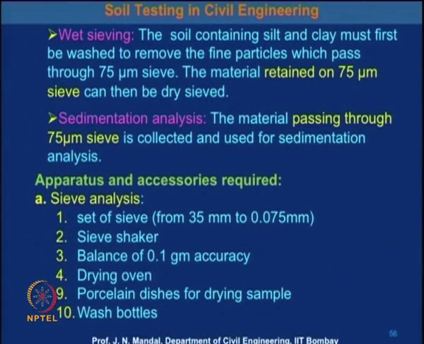Then wet sieving. The soil containing silt and clay must first be washed to remove the fine particles which pass through the 75 micron sieve. The material retained on the 75 micron sieve can then be used for dry sieving.